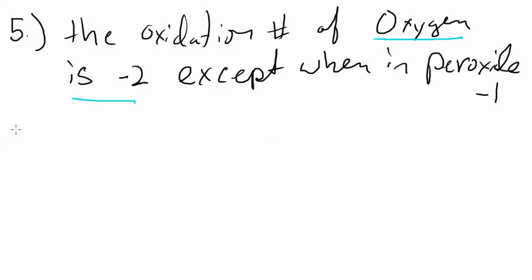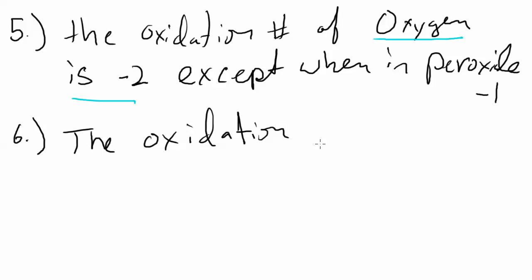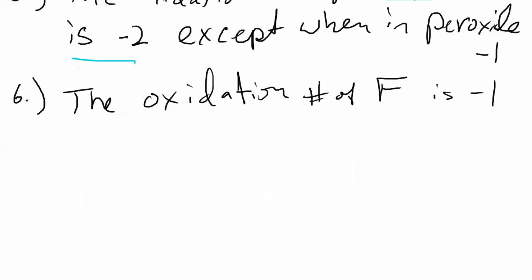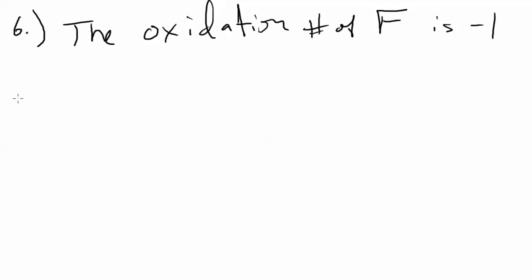Okay. Next is a rule for fluorine. The oxidation number of fluorine is always -1. So fluorine is always -1. Okay. Now so far I've given you just little rules for specific elements. Now we're going to get into the rules that you use when you're dealing with the elements that are in a compound.